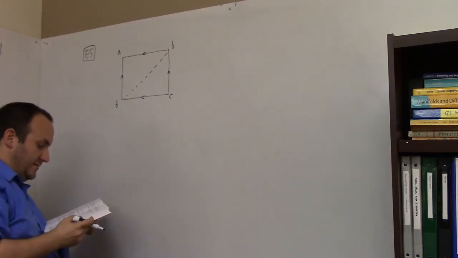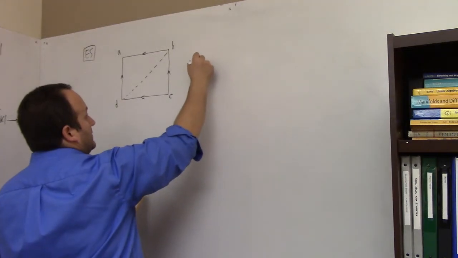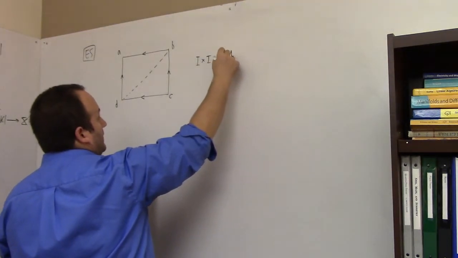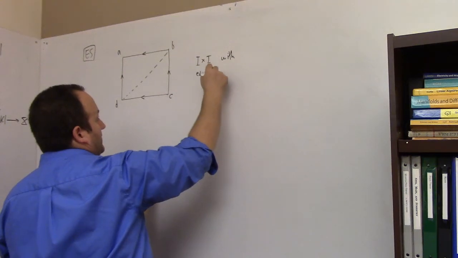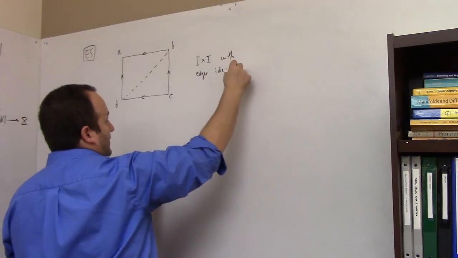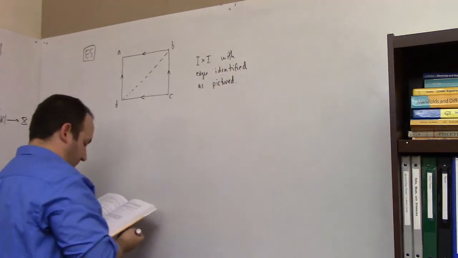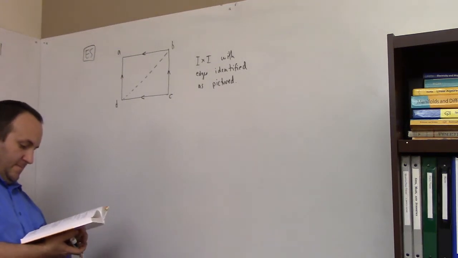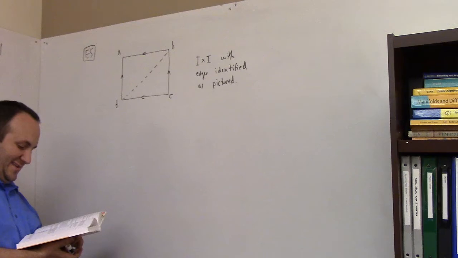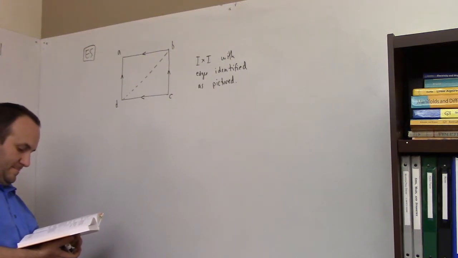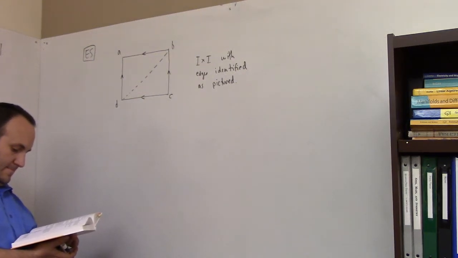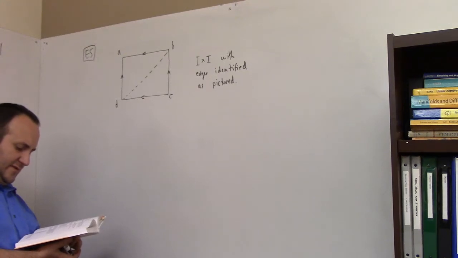He says, consider the square I cross I with edges identified as pictured. Right? So what does that mean? Kind of blend together. Makes a torus. Yeah.